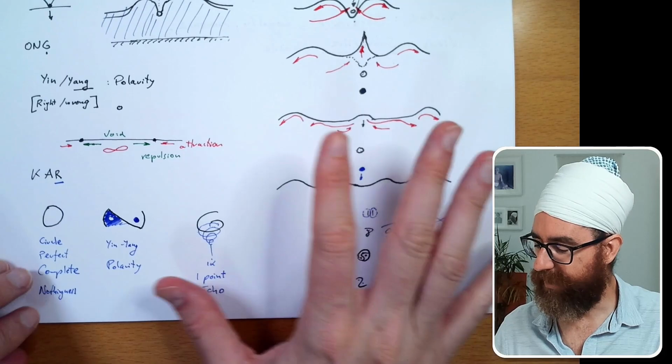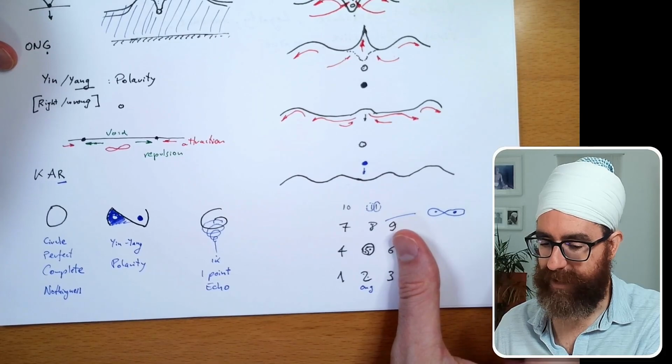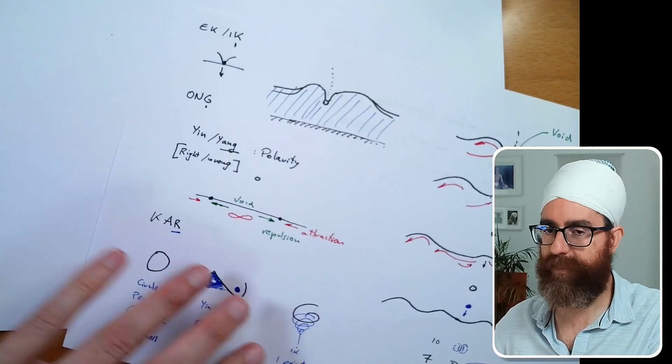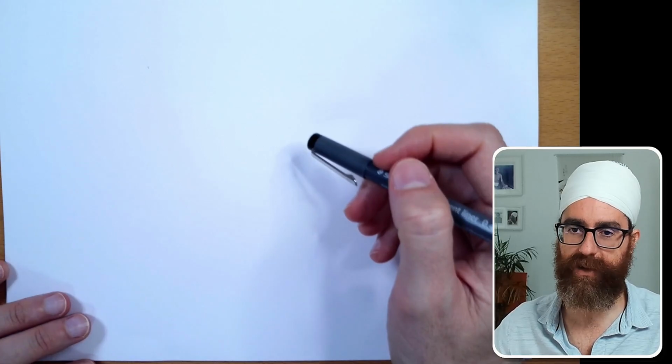So this is what we were doing when we had 2 points, right? 2 points create a straight line. So when we come to kar, there is a third point appearing. So let's put this on the side for a moment. Let's draw a third point.